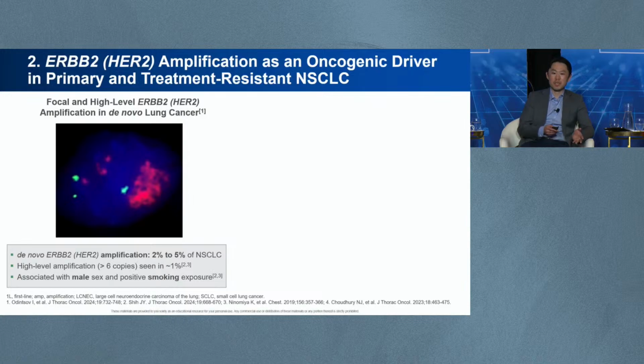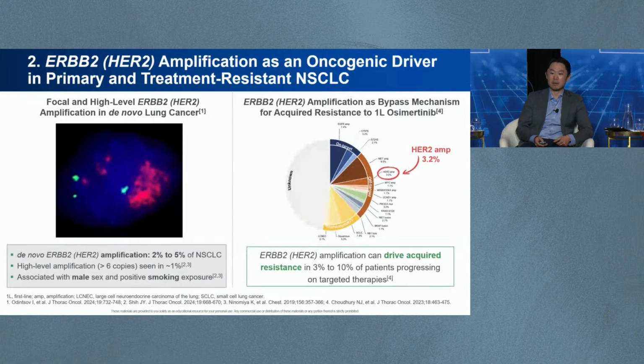Now that was for ERBB2 mutations. Now switching gears to amplification. So de novo ERBB2 amplification is a known phenomenon. It occurs in about 2 to 5% of lung cancers, especially when we're thinking about the high level amplification, it's seen at around 1%. And in contrast to the mutations, these are actually associated with male sex and positive smoking exposure. So you can already start to see some differences in the clinical characteristics.